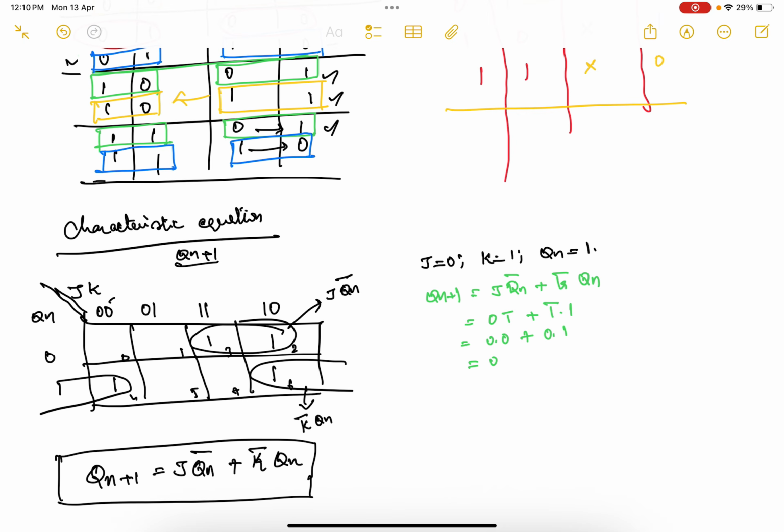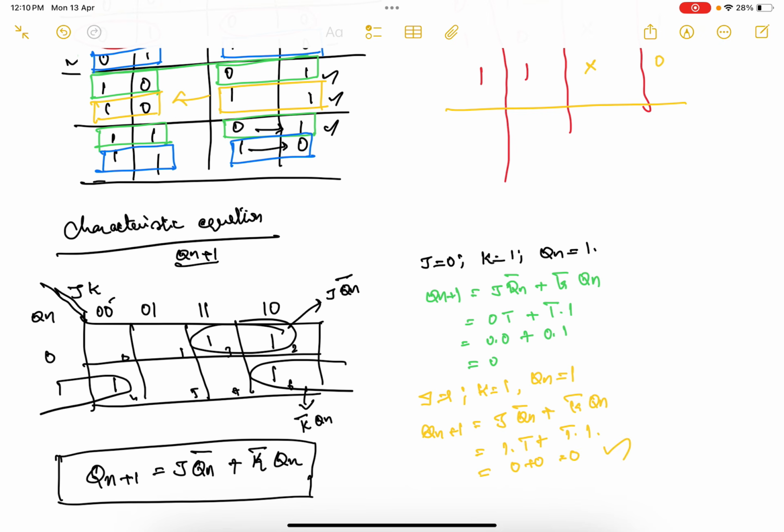Okay, which can also be verified using one set of inputs. You can check for any set of inputs. For example, if I check for j equal to 1 and k equal to 1 and Qn equal to 1, all are 1. So what will happen? Qn should get complemented. That is, I want to get your output as 0 here. So when you check here, what you will get is J into Qn dash plus K dash into Qn, 1 into 1 bar. 1 bar is 0, and K bar means 0. So 1 bar is 0, 0 plus anything 0, so you get your output as 0.